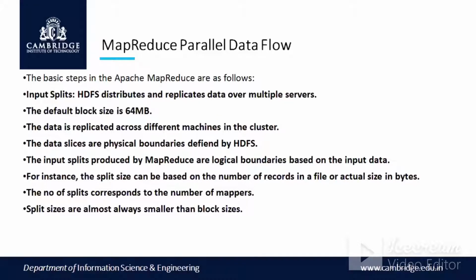Previously we have studied the Hadoop distributed file system. What are the standard block sizes? It can be 64 MB or 128 MB. Data is replicated across different machines in the cluster. Input splits are produced by MapReduce as logical boundaries based on the input data. The split size can be based on the number of records in a file or the actual size in bytes. So the bytes are divided according to the chunks, that is, 64 MB chunks.